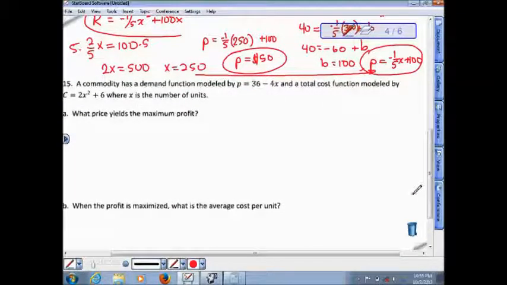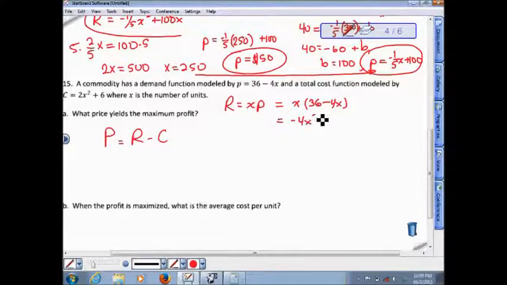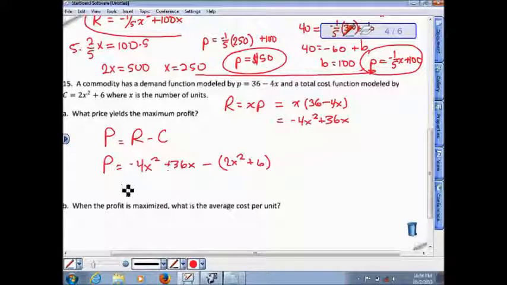Now, question 15, a little bit easier because the price function has been provided for us. The cost function is there. What price yields the maximum profit? Now, this is an uppercase P. Profit is equal to revenue minus cost. Now, revenue is equal to x times the price, so that's equal to x times 36 minus 4x, which is -4x squared plus 36x. So the profit is equal to -4x squared plus 36x minus the cost, which is 2x squared plus 6. So combining like terms, we're going to have -6x squared plus 36x minus 6.